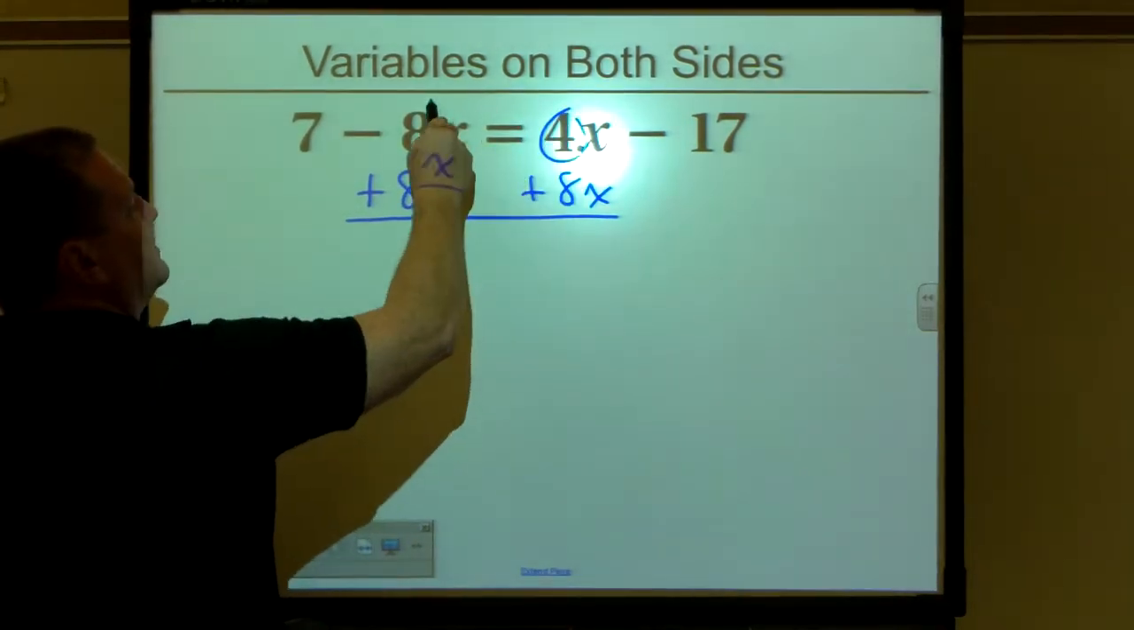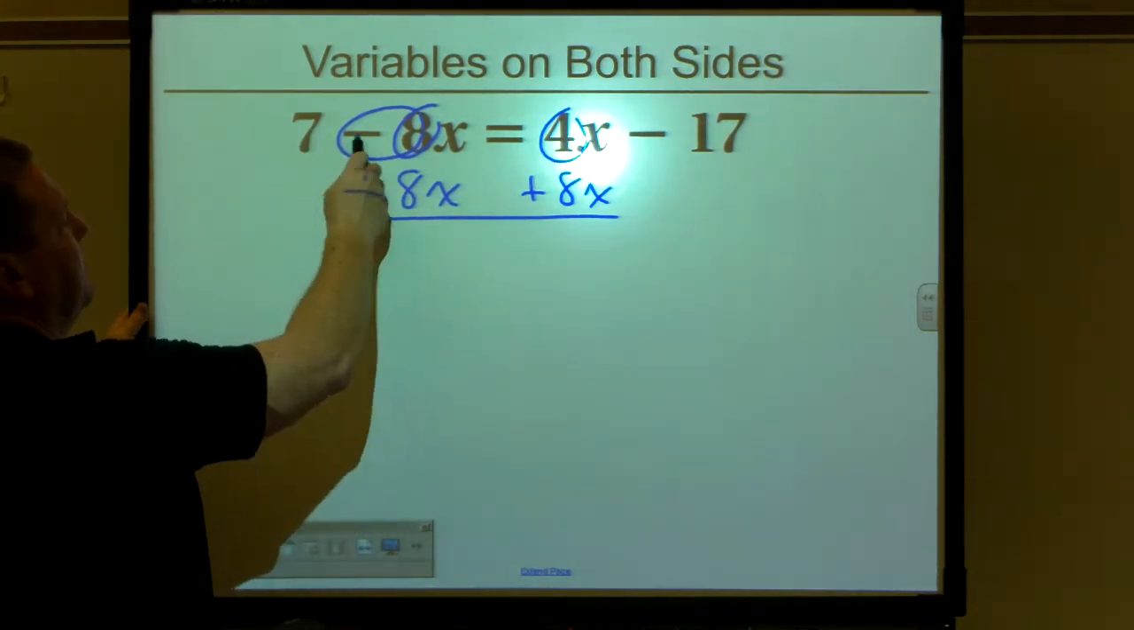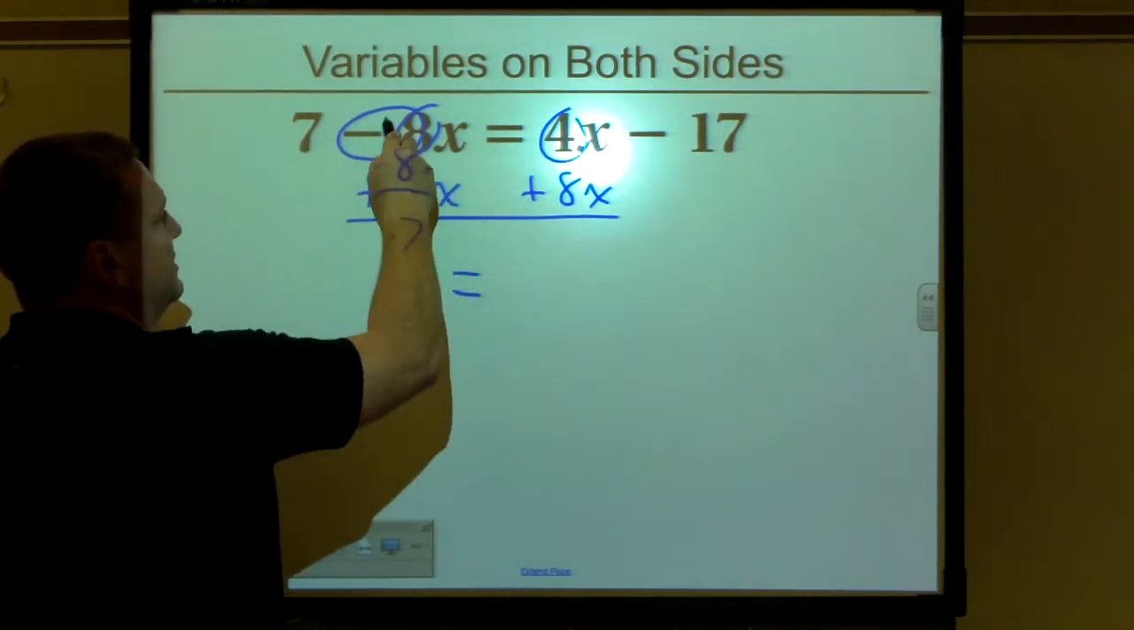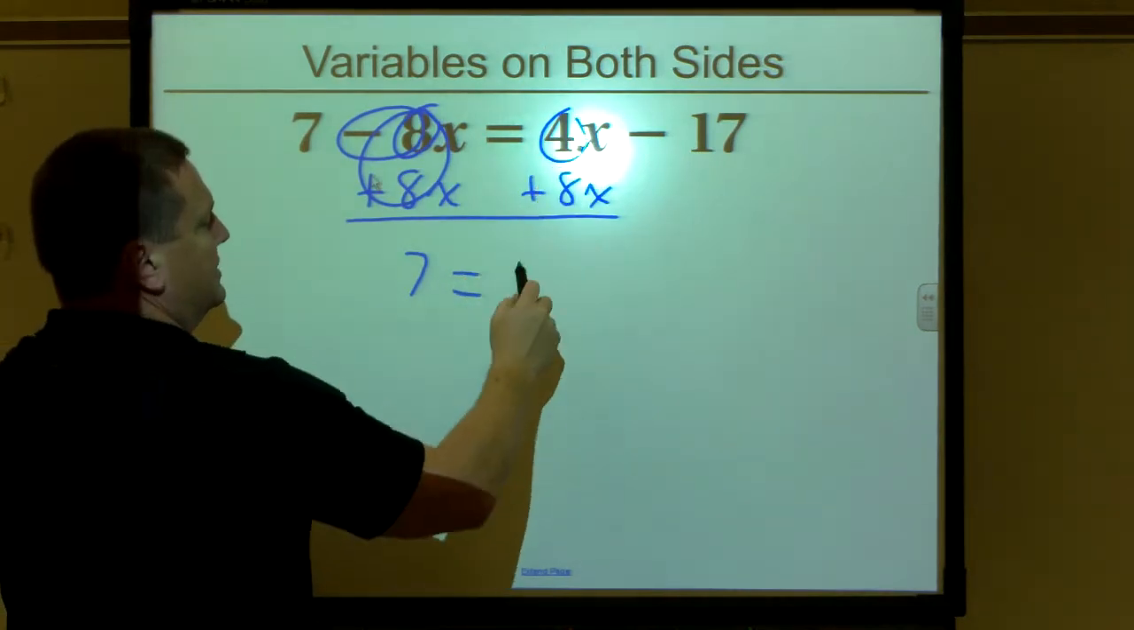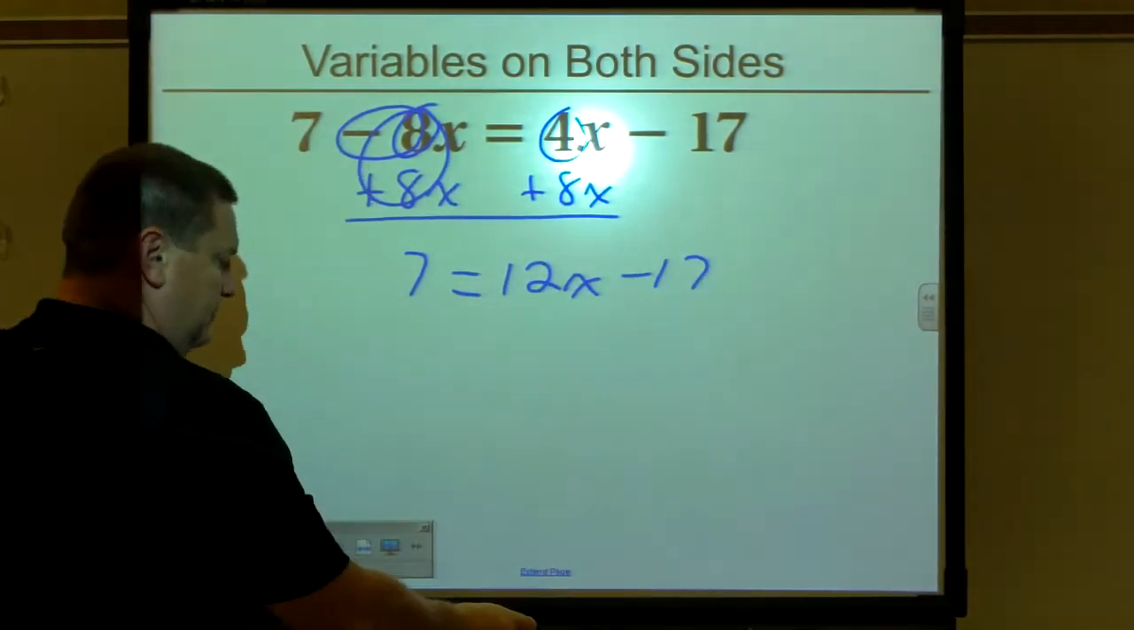The coefficient, again, is the number that's out in front. Actually, this one's a negative. I still have a 7 here, so bring the 7 down because this is just 0. And then 4 plus 8 leaves us with 12x's and a -17.